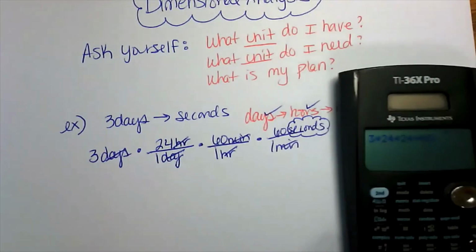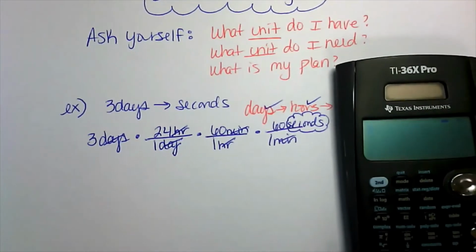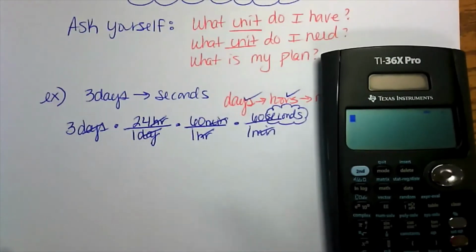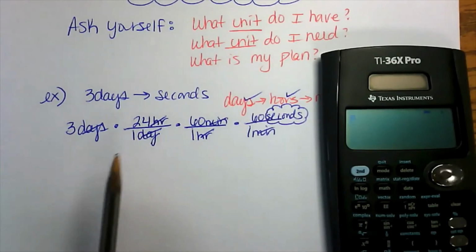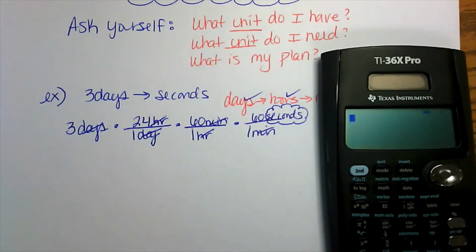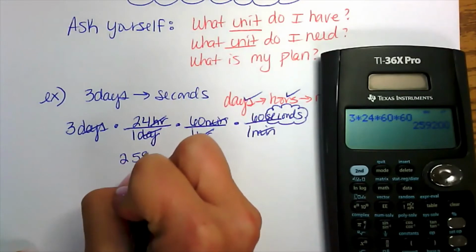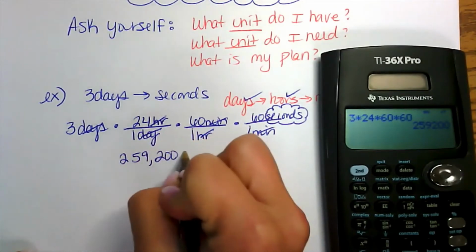Finally, I am going to use the operation of multiplication to figure out what my final answer is. Notice I have fractions with a denominator of 1, so those ones are not going to come into play right now. So I can simply multiply 3 times 24 times 60 times 60, giving me that 3 days is 259,200 seconds.